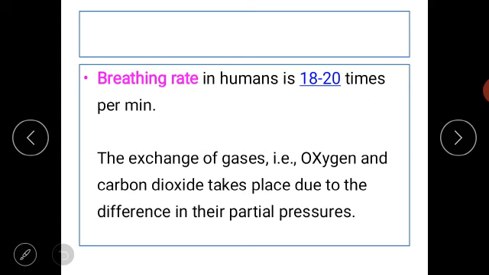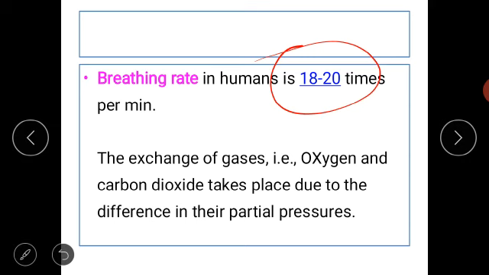Breathing rate in humans. So what is this breathing rate in humans? When a well-grown adult human is at resting position, meaning sitting, and we count the rate of breathing in 1 minute, a normal healthy human being can breathe 18 to 20 times in a minute. So that is the breathing rate in humans, 18 to 20 times in a minute.